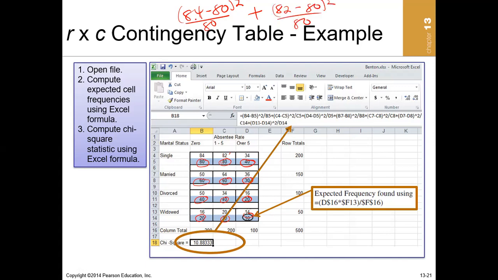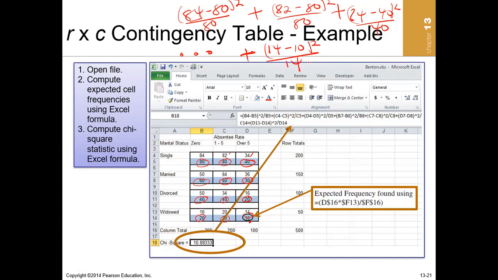Because the formula is the actual value of each cell minus the expected value squared, all divided by the expected value, sigma. So we do it for all the 12 cells, right? So plus here, it will be 34 minus 40 squared all over 40. So we do it to the last one. The last one, so I'm doing 3 dots, you do it for all the cells up to the last one. That'll be 14 minus 10 squared all over 14, all right?